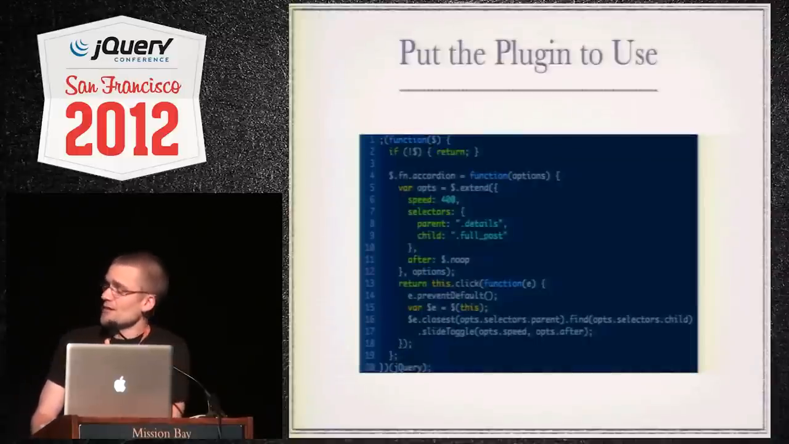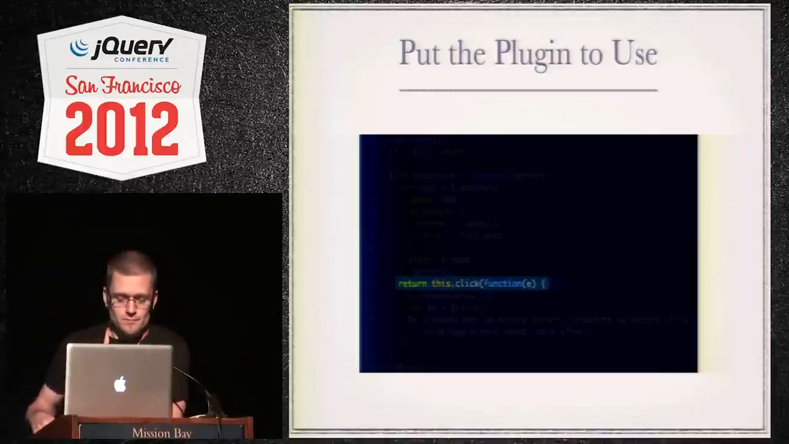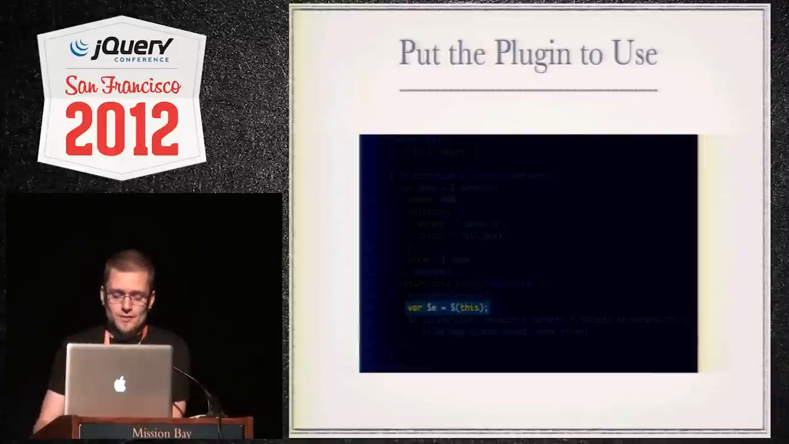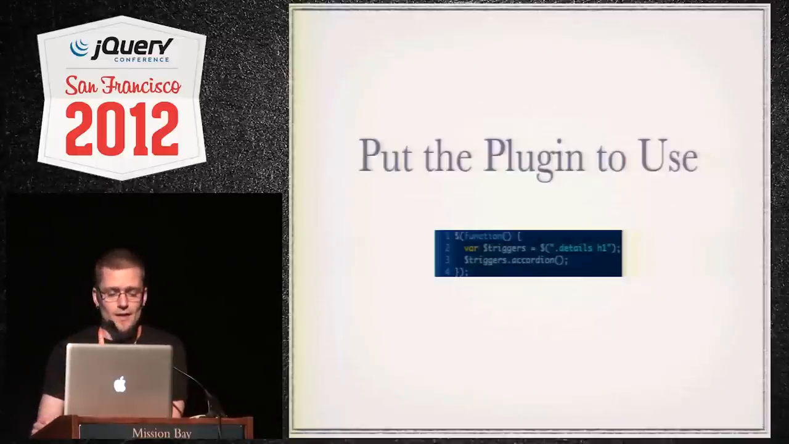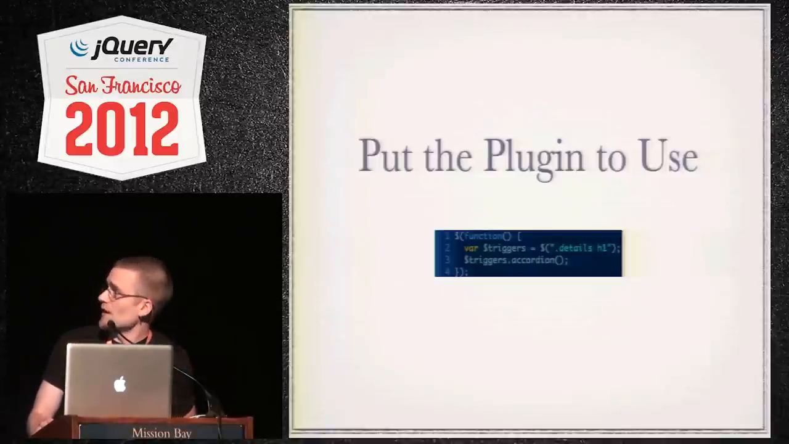So let's take a contrived example of an accordion plugin and put that to use. We've got the same sort of pattern that we saw in the example. We've got an options object we're extending. We're going to iterate over the collection, make sure to return the collection for chainability. And then internally, we're going to cache each instance of the collection just to make it a little bit easier to read. So let's put the plugin to use. We're going to call it with all the defaults, so we're just going to call .accordion on it.